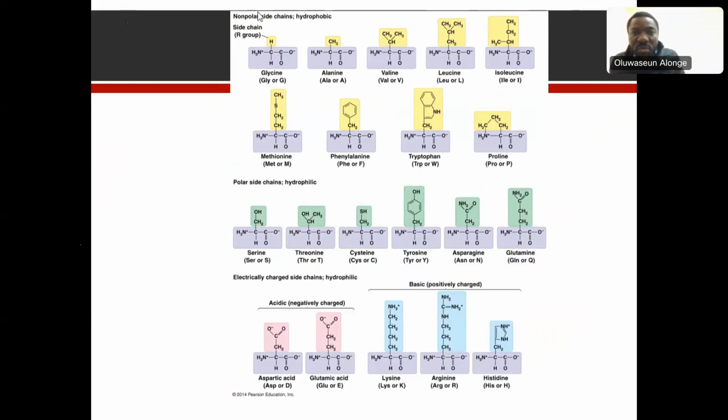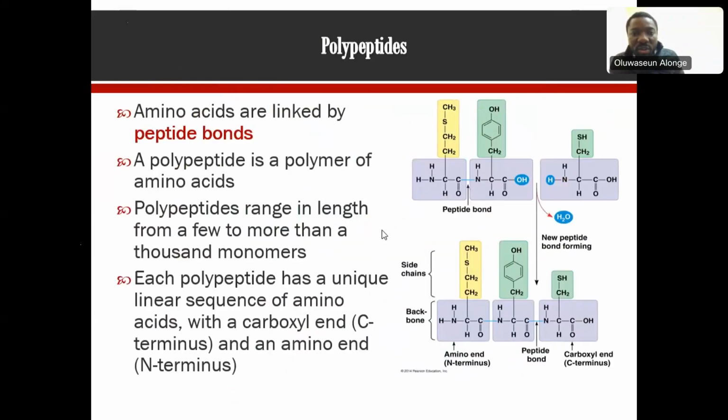Now, this is a non-polar side chain, hydrophobic. This is a polar side chain, hydrophilic. And these are acidic, negatively charged amino acids. These are positively charged amino acids. Now, polypeptide, amino acid, I told you already that the bond that holds amino acids together is called the peptide bond, all right? And that is what you see there. Each bond that joins an amino acid is called a peptide bond.